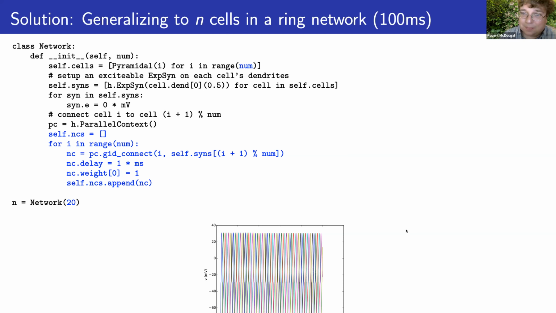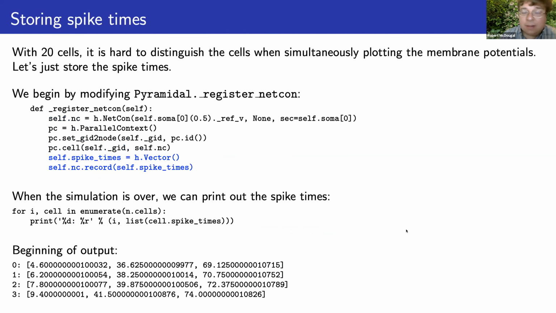Of course, you've probably noticed the immediate inconvenience of all of this. Namely that if I have 20 cells, it's going to be really hard to distinguish the cells when I'm simultaneously plotting the membrane potential. So what I can do instead is just store the spike times. And the nice thing is each cell already has a netcon in it that goes nowhere. Well, I can construct a vector for each cell, and then have my netcon record into that vector. So every time that netcon fires an action potential, I'm going to make a note of it.